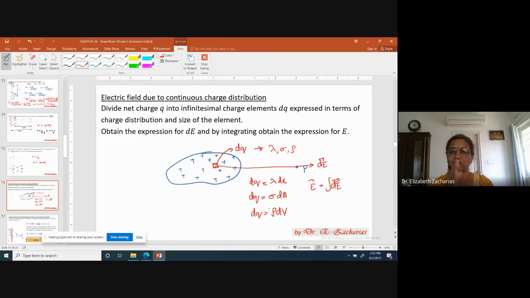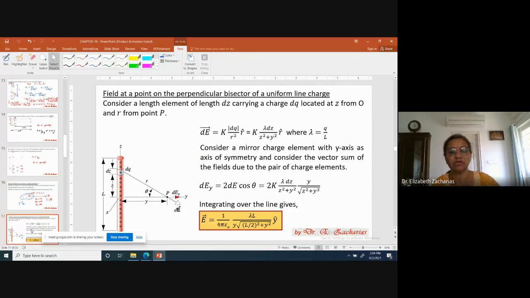Wherever F was there, you put E, that's all. Additionally, also remember what I told you at the beginning of today's class: E is equal to F by Q0. Only this you have to do. So all the same expressions, you just have to take the force expression for all the charge distributions and then divide by Q0, and you will get your field. So I don't have to teach all that all over again. So let's just look through it.